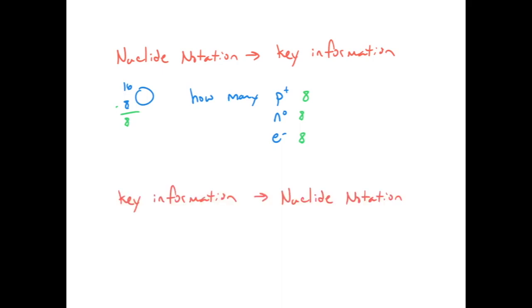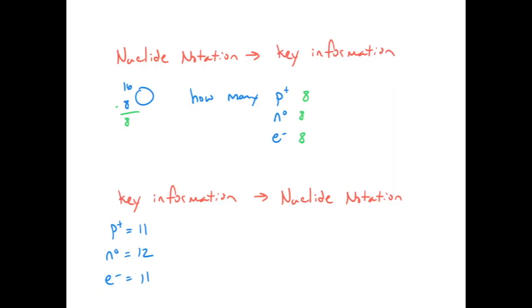Now you probably expect the other thing that I could do is take the key information and ask you to draw me the nuclide notation, making sure that the numbers are located in the proper spots around the symbol. So let's start with some key information. I say you have got a particle with 11 protons, 12 neutrons, and 11 electrons. Tell me what the nuclide notation is for this substance.